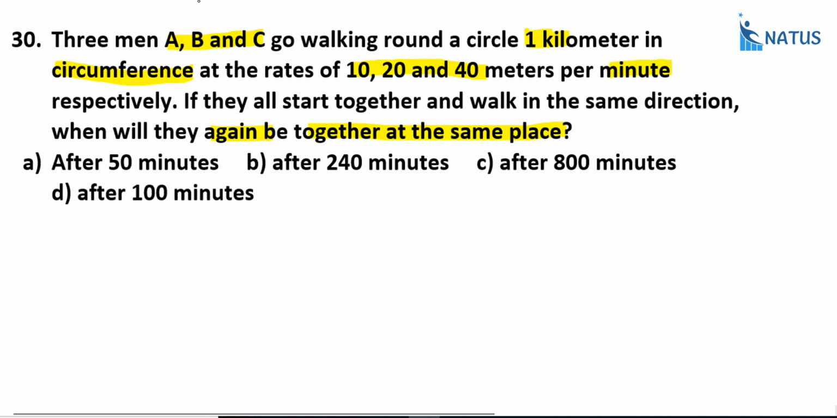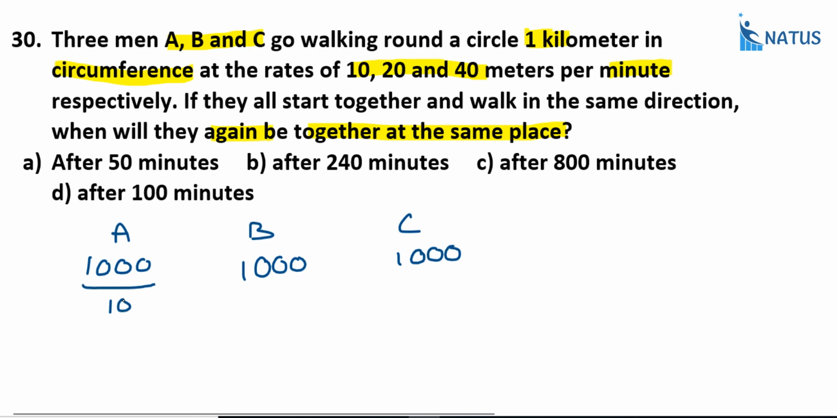Here A, B and C. Total distance is 1,000 meters for each, because 1 kilometer is 1,000 meters. A 1,000, B 1,000 and C 1,000. What is the speed of A? That is equal to 10 meters per minute. What is the speed of B? That is 20 meters per minute. And what is the speed of C? That is 40 meters per minute.